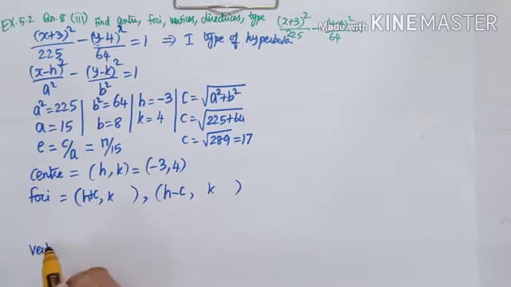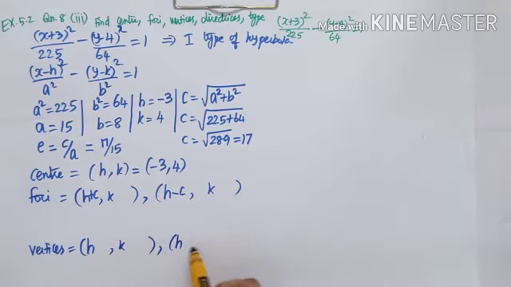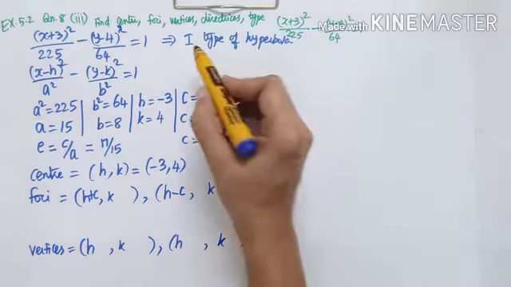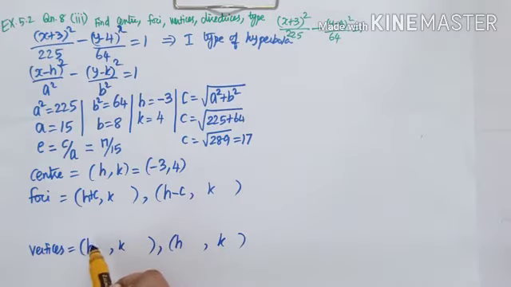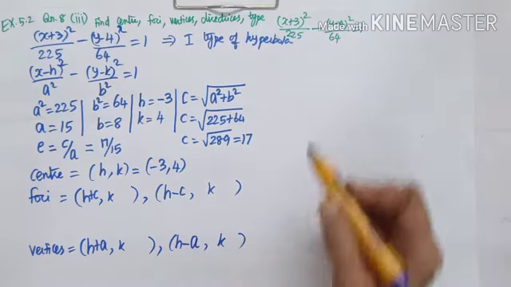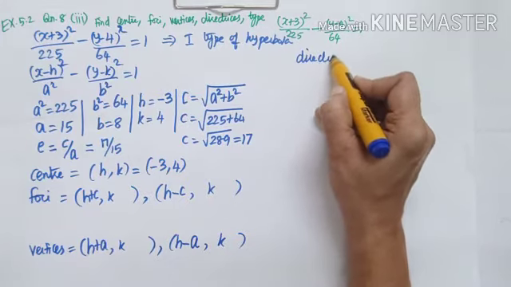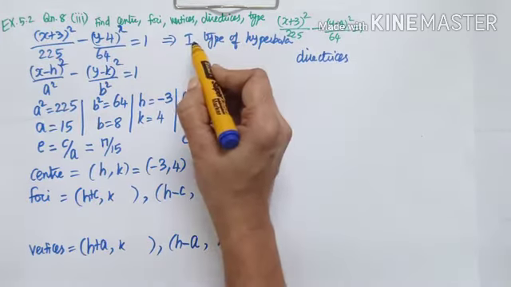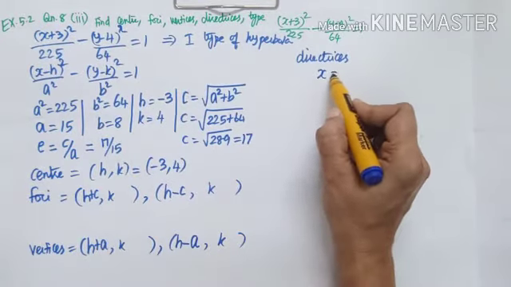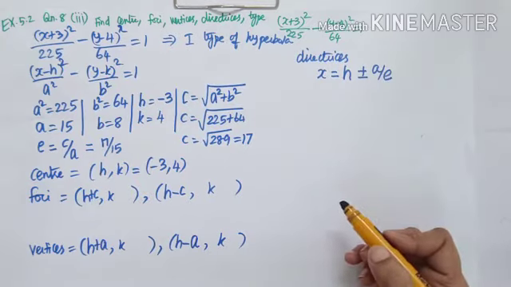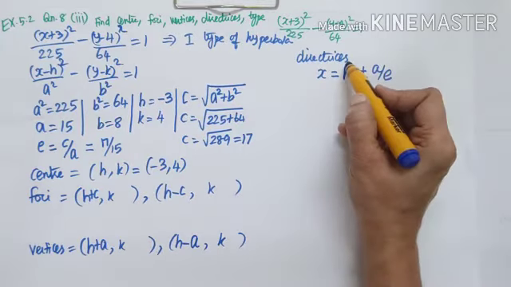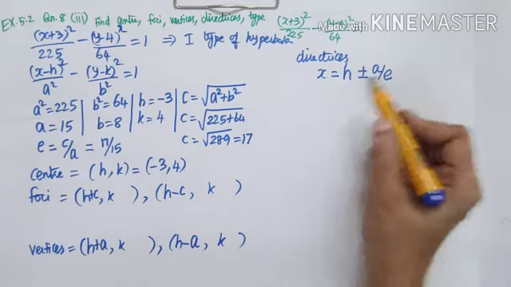Similarly, vertices. Again, I will write h, k. Here also h, k. First type of hyperbola tells me for vertices, add a with h. Similarly, subtract a from h. Next idea, directrices. Again, first type tells me it is x = h ± a/e. So these are the things which we have to find out. So let us substitute h, k, c, a and e.